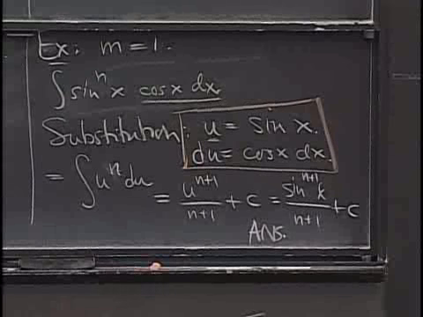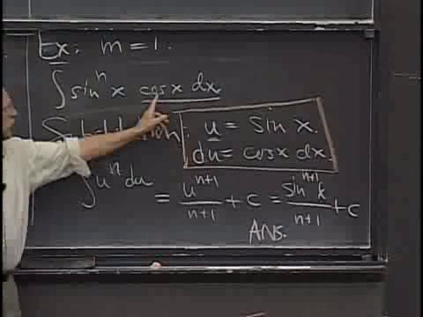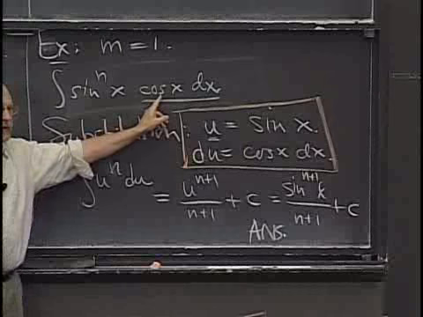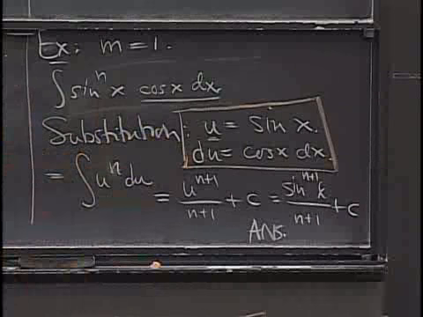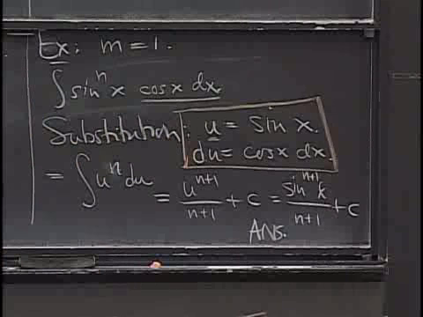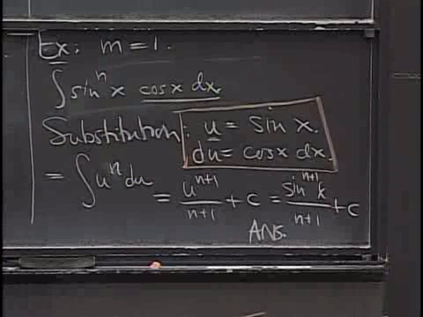Okay, so the game was I used this odd power of the cosine here, and I could see it appearing as the differential of the sine. So that's what made this substitution work. Let's do another example to see how that works out in a slightly different case.